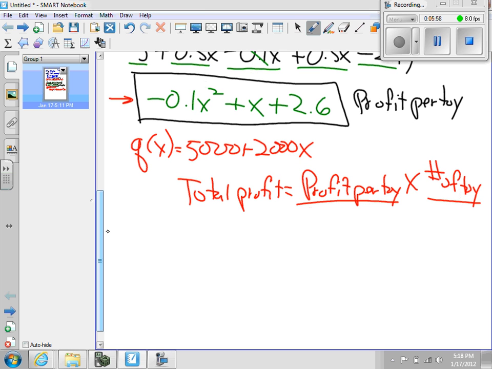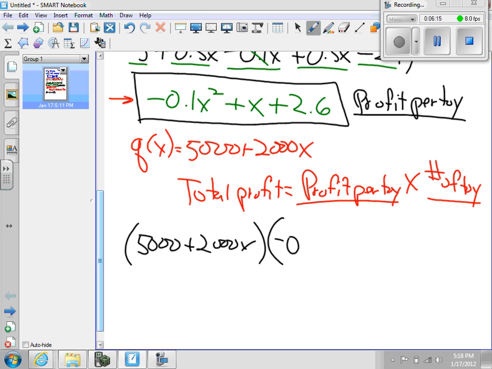I'm going to have my 5,000 plus 2,000x, which is the total number of toys. And I'm going to multiply it by my profit per toy of negative 0.1x squared plus x plus 2.6.